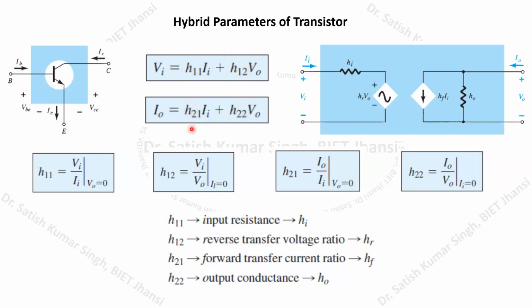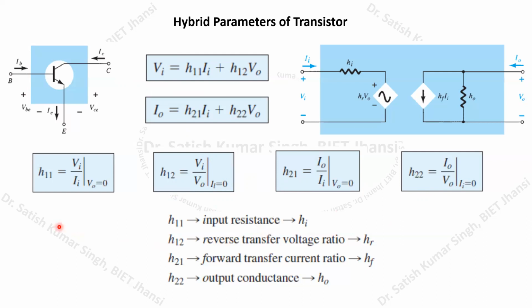Basically, you may find that H11 can be calculated as the ratio of input voltage V input upon input current I input, by keeping V output equal to 0. If you keep V output equal to 0, then we can calculate this ratio. Similarly, you can calculate the other values: H12, by keeping I input equal to 0, is the ratio of V input upon V output. Similarly, you can see H21 and H22. This way we can calculate the different hybrid parameters.